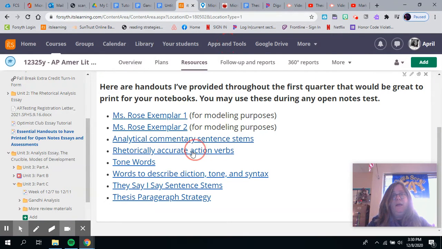Here are some rhetorically accurate action verbs. A lot of you are using them. Some of you don't use them as effectively. You kind of pick words that are awkward, so you want to make sure you're not choosing words that affect your meaning. Here are words to describe tone.